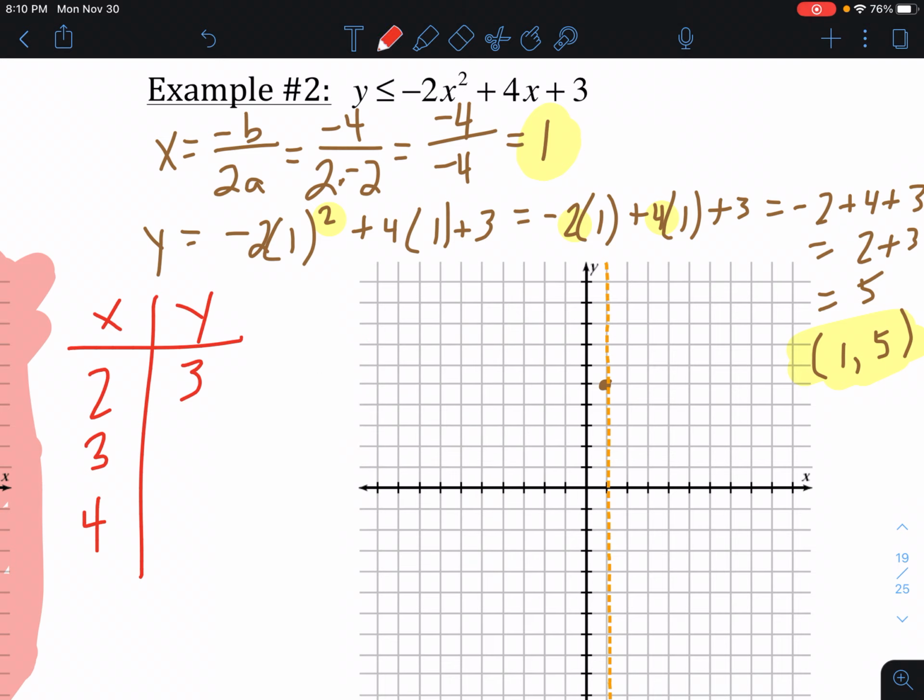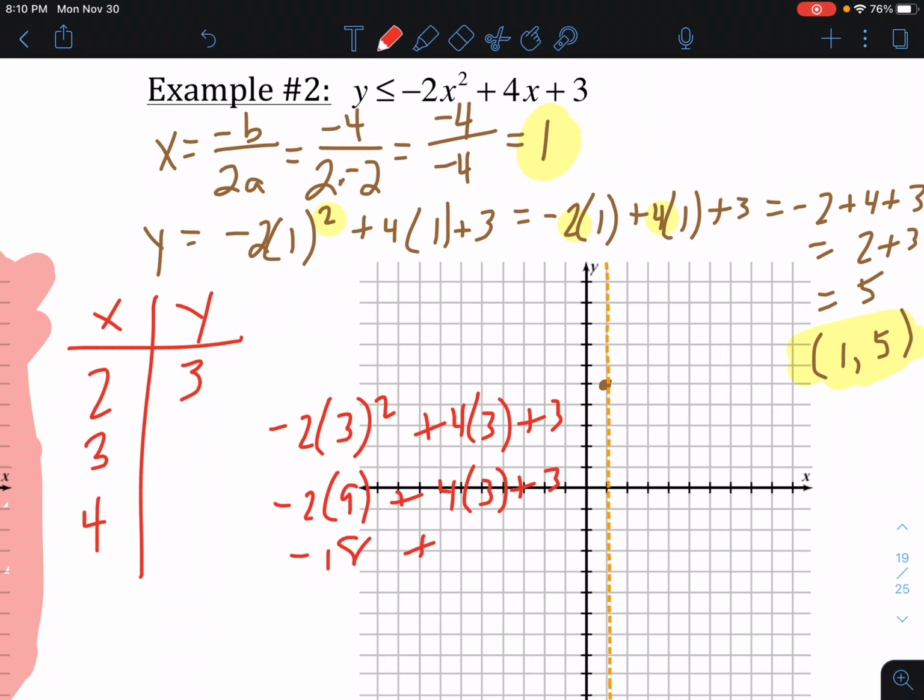And I'm going to do the next number, 3. We'll go in for x. Exponent first, 3 squared is 9. Multiply and multiply, this is negative 18. And then add and add.